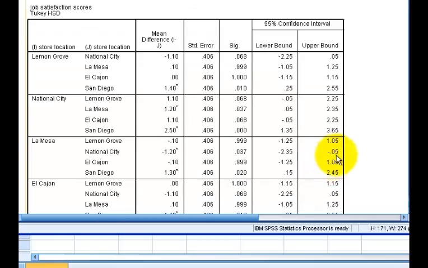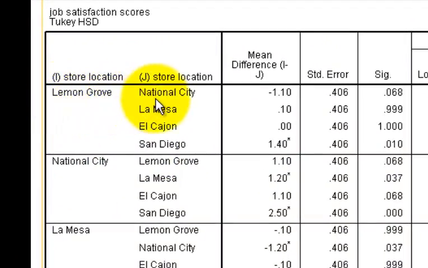Okay, so here's the Lemon Grove versus National City. No, right? This is not less than 0.05, so that means there's no significant difference between those two. Lemon Grove and La Mesa? No. Lemon Grove and El Cajon? No. Boy, they're practically the same. Lemon Grove and San Diego? Yes. So there's a significant difference in job satisfaction between Lemon Grove and San Diego.